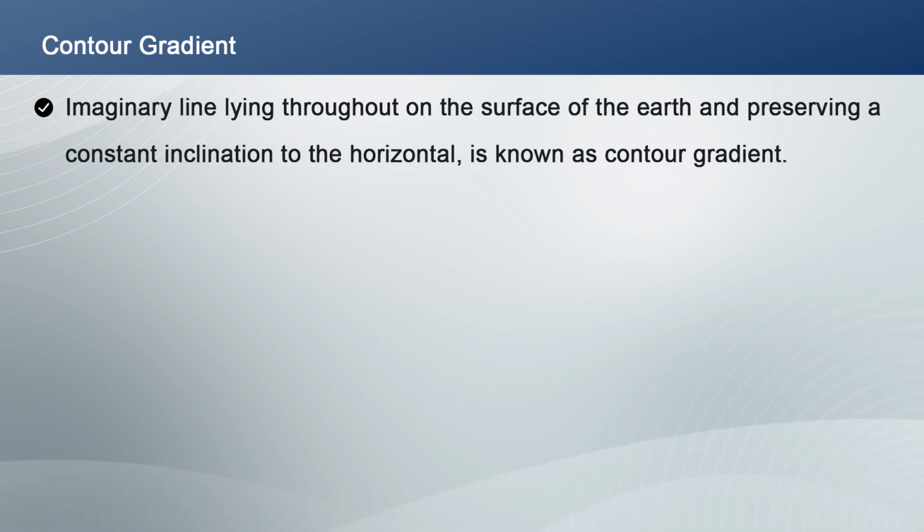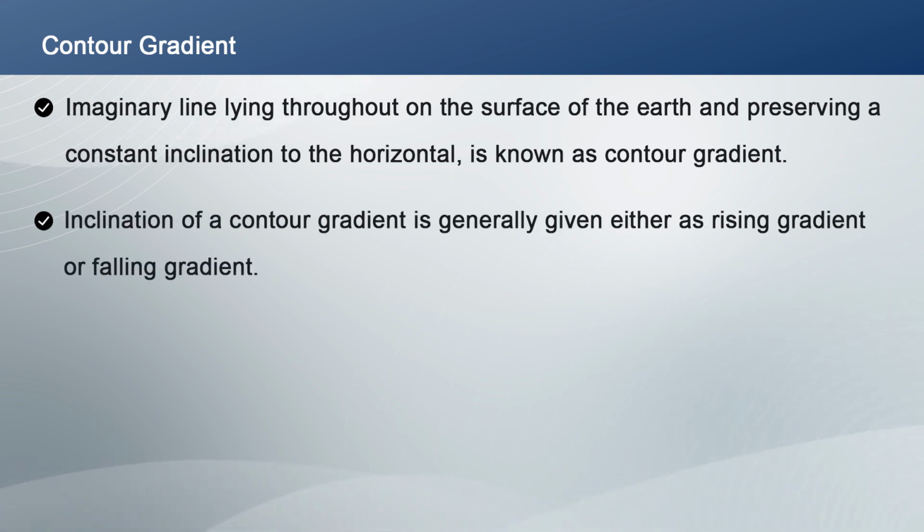Let us move on to the next topic of today's lecture, that is contour gradient. The imaginary line lying throughout on the surface of the earth and preserving a constant inclination to the horizontal is known as contour gradient. The inclination of a contour gradient is generally given either as rising gradient or falling gradient and is expressed as the ratio of the vertical height in a specified horizontal distance.